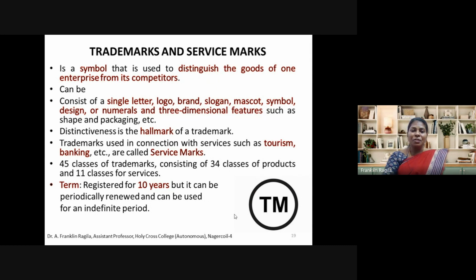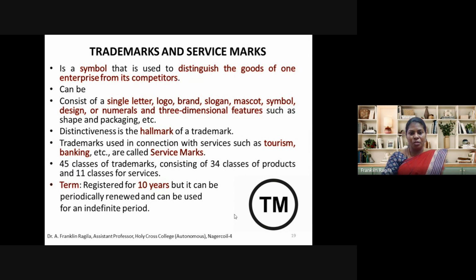And a trademark gives distinctiveness, a hallmark of your product. If you are going to purchase gold, definitely we'll check whether there is a sign of hallmark. There is a seal of hallmark, right? Likewise, this trademark plays a vital role in your product. And trademarks used in connection with services such as tourism, medical, education, banking, and insurance are called service marks.